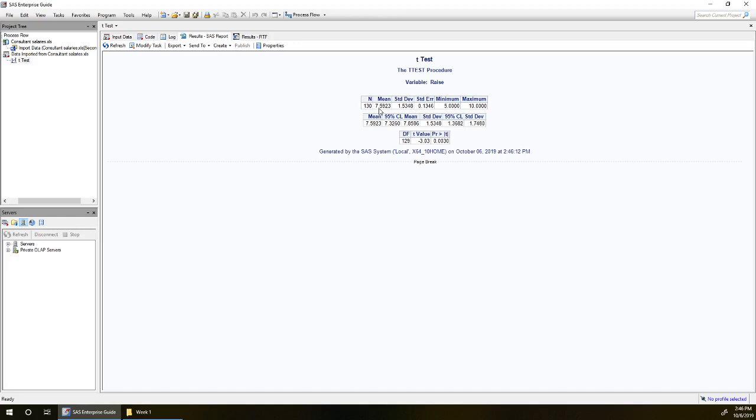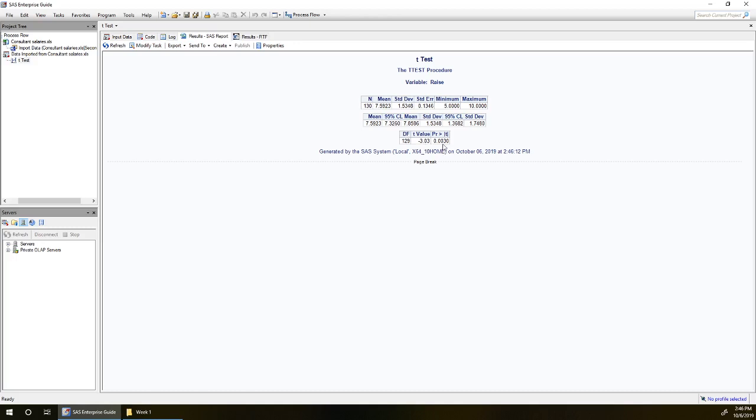Is that significantly lower than the 8% that was claimed? We can look down at our t-statistic here. We get a t-statistic of minus 3.03. Is that big enough to refute the claim that the average raise is 8%? In fact, yes it is.